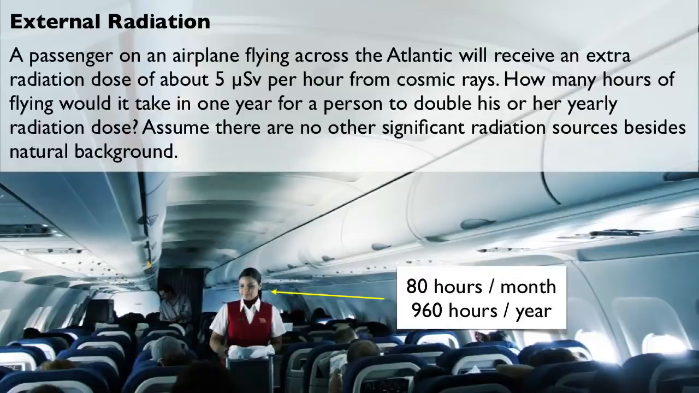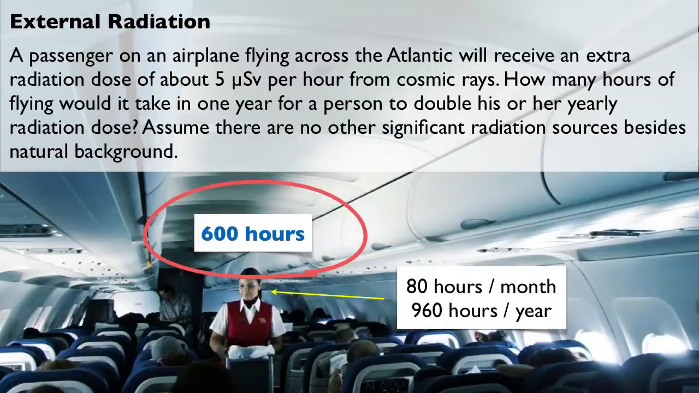And they get about 5 microsieverts per hour from cosmic rays. So how many hours of flying would it take in 1 year for a person to double his or her yearly radiation dose? I want you to do a quick calculation and see what you get for that. And what I see folks getting is 600 hours. And by the way, I just see that in my mind. I am imagining you out there doing those calculations. 600 hours of flying doubles your yearly radiation dose.